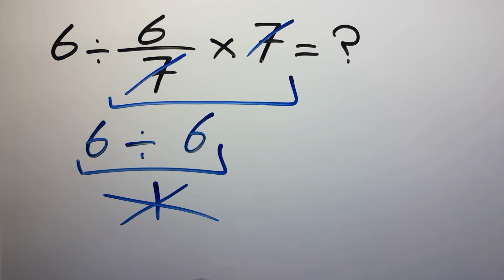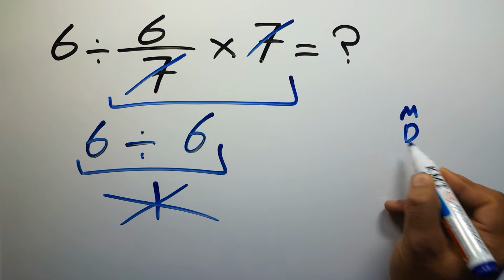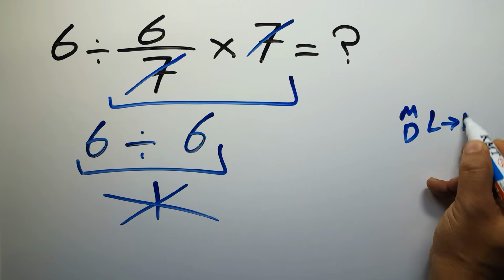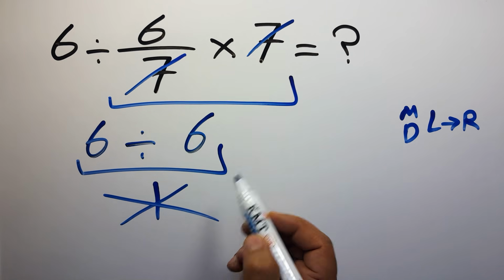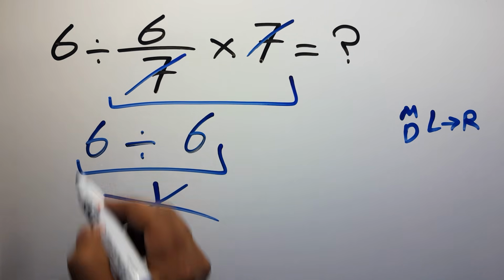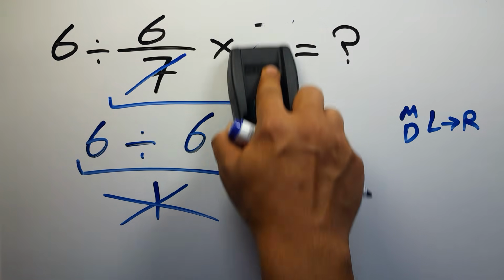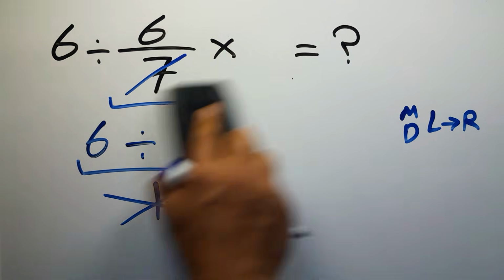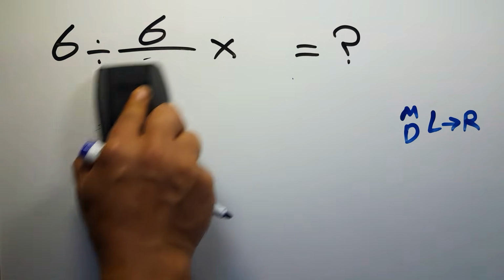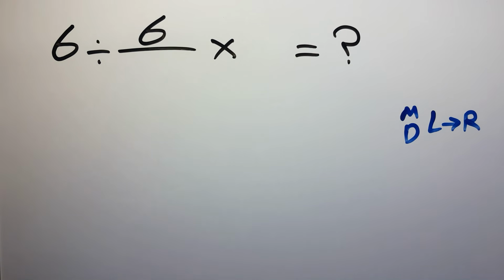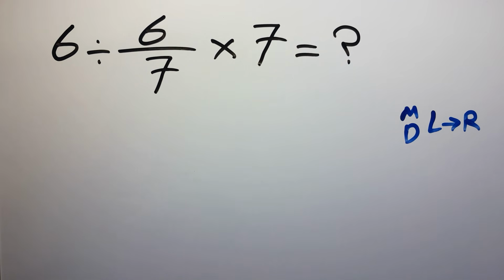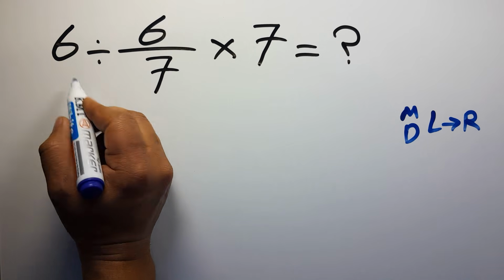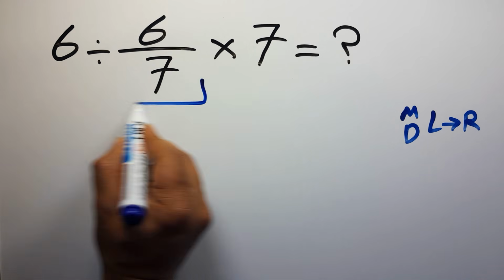Because according to the order of operations, multiplication and division have equal priority and we have to work from left to right. So here, first we have to do this division, then this multiplication. If we do this multiplication before this division, it is wrong. So first we have to do this division, 6 divided by 6 over 7.